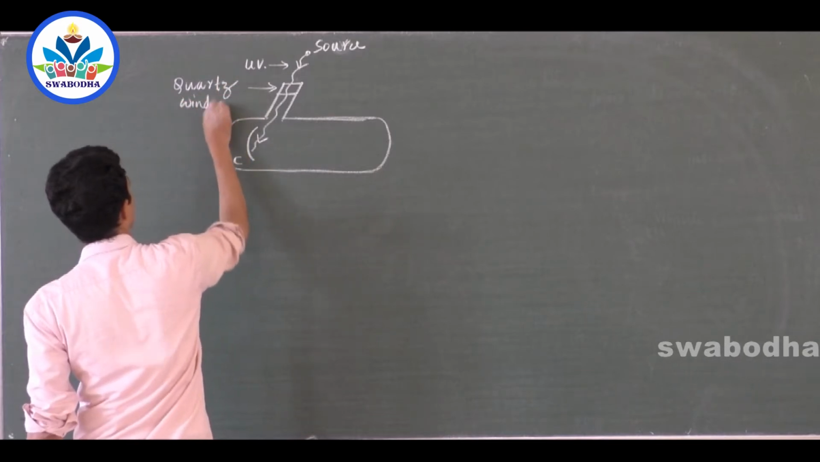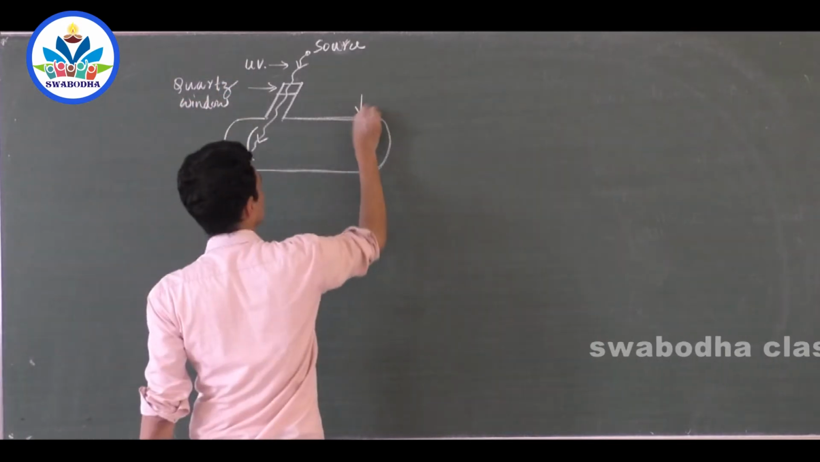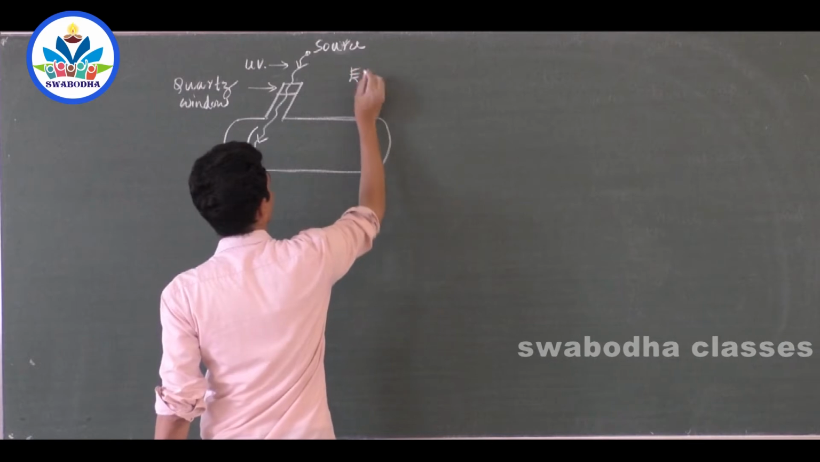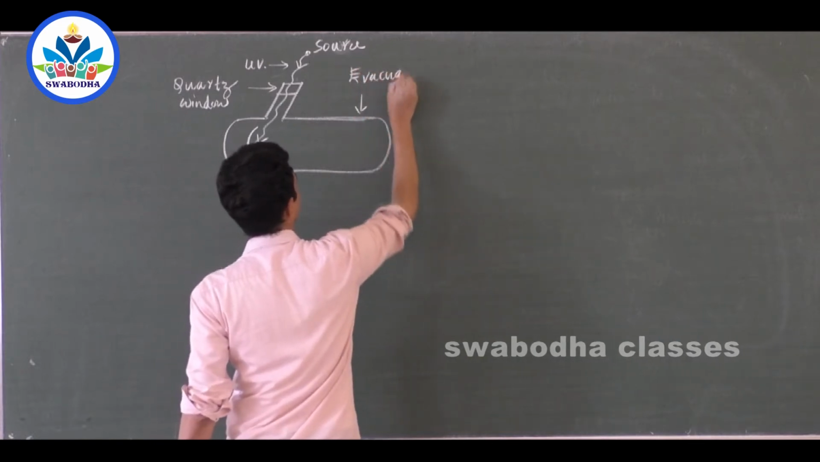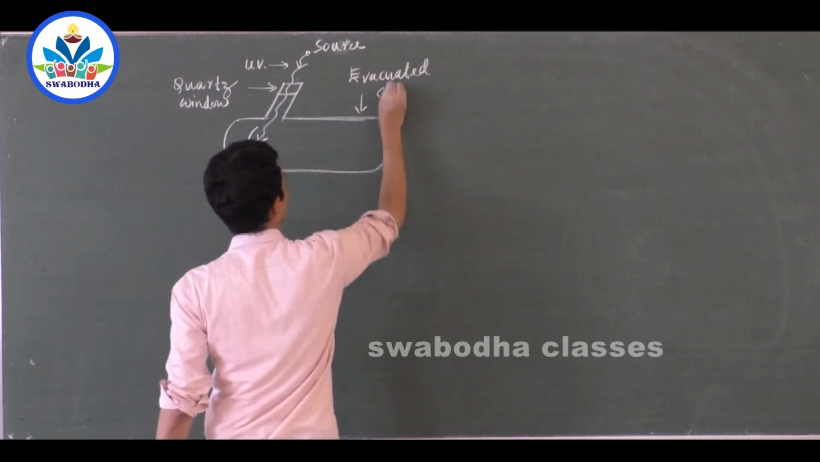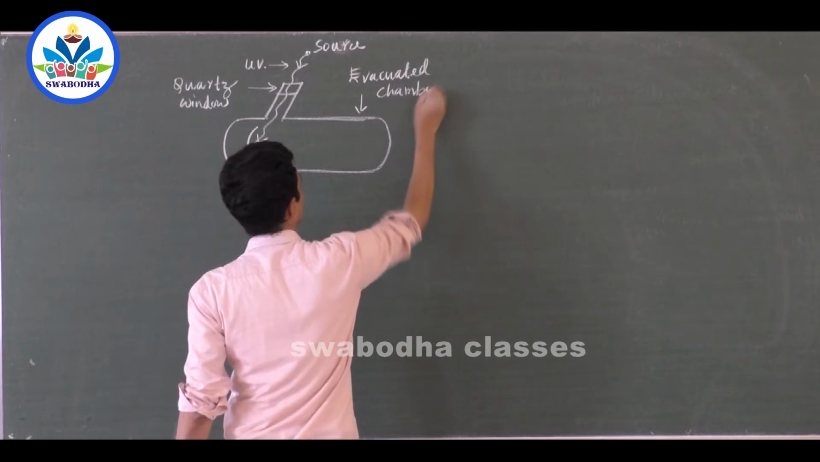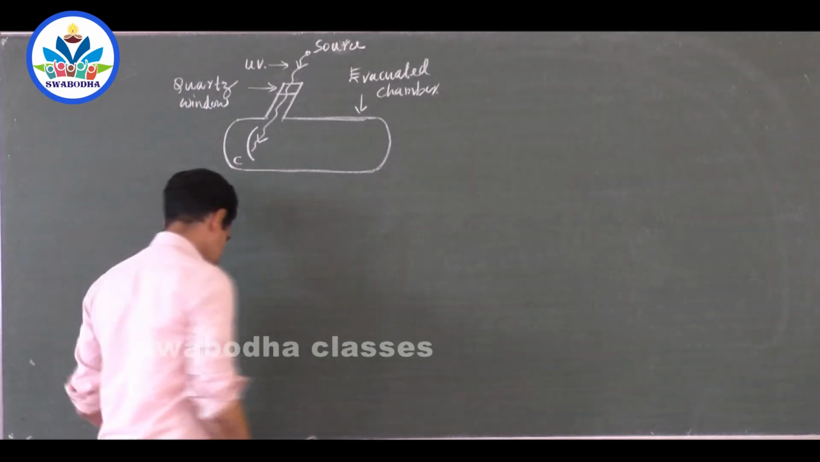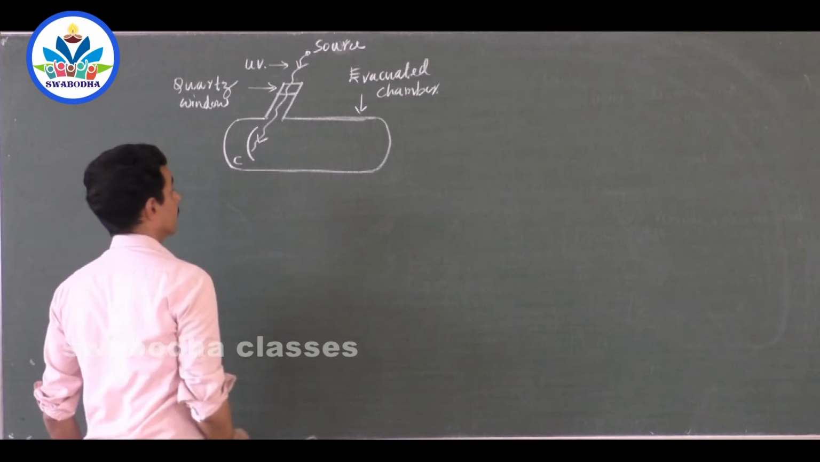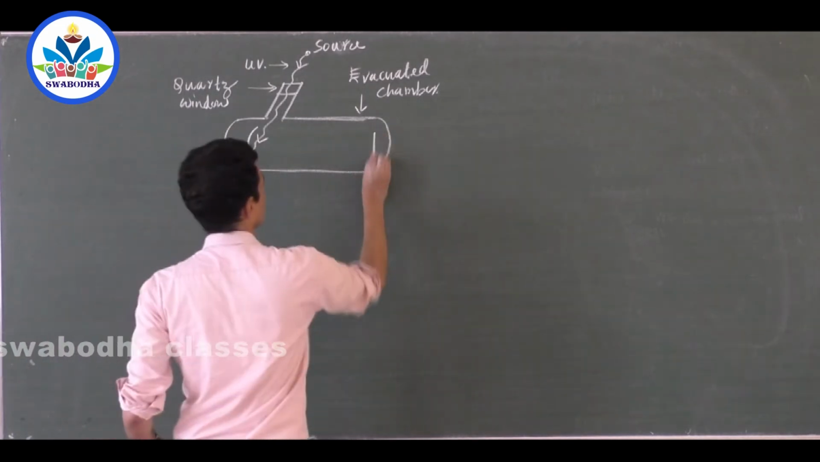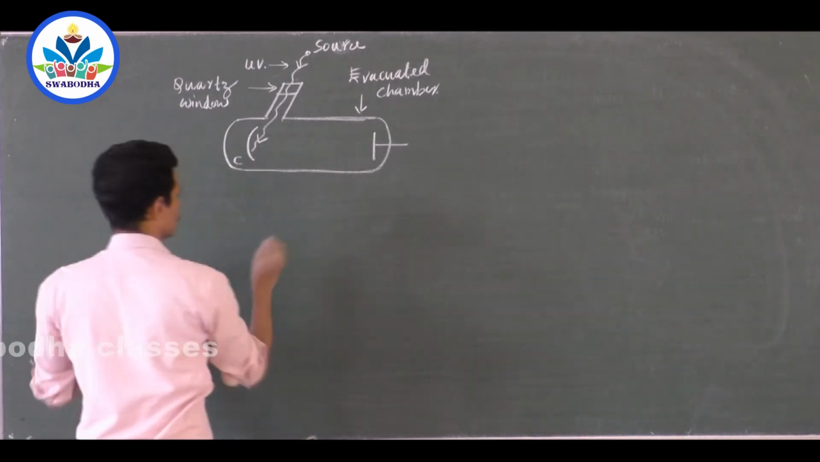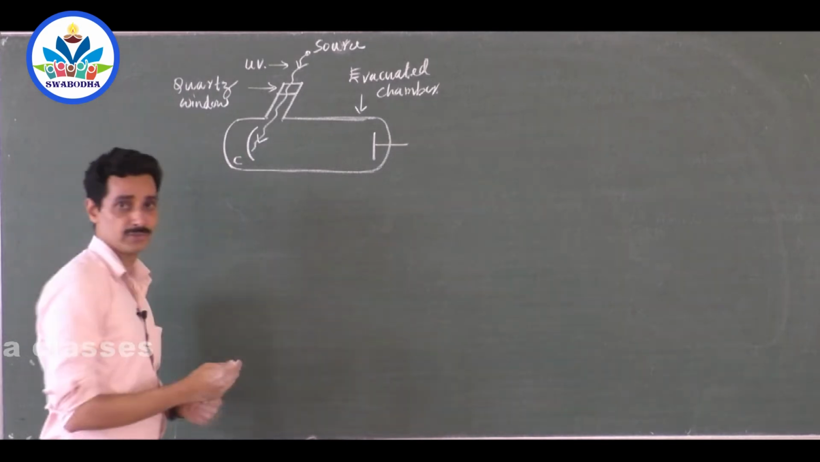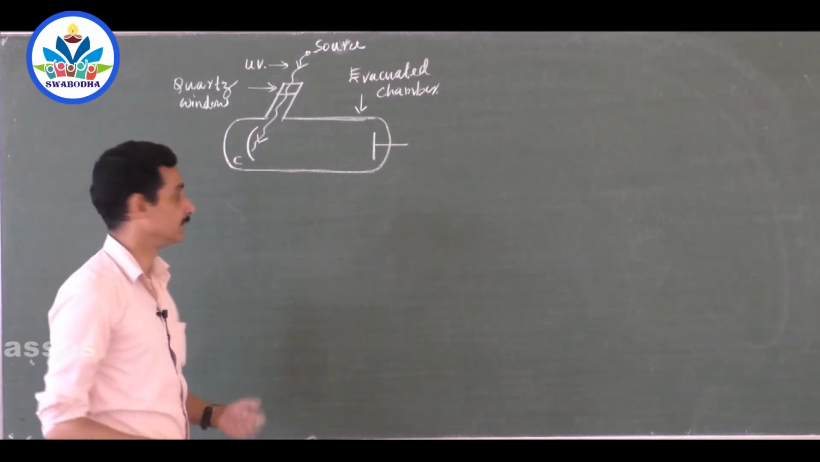And this is the evacuated chamber. It is made vacuum. Right? And then what else? Okay, here should be an anode, and here should be a commutator. You know this. Now we can do it fast because we have already seen it once.